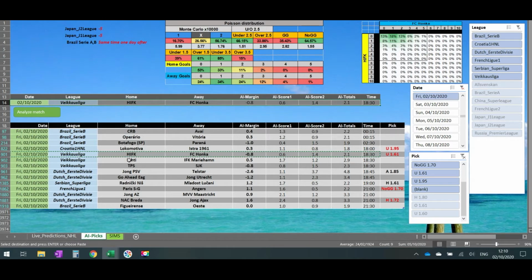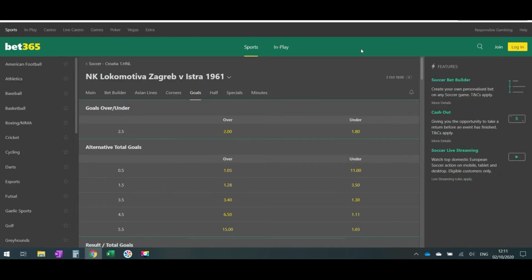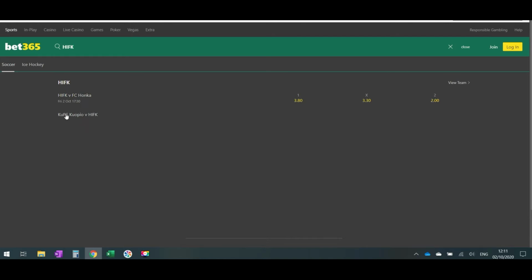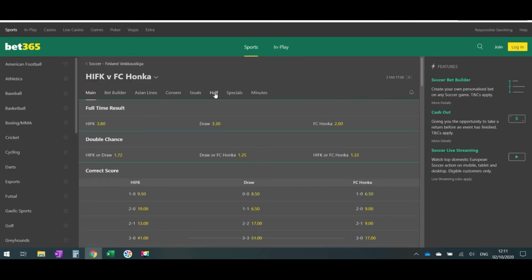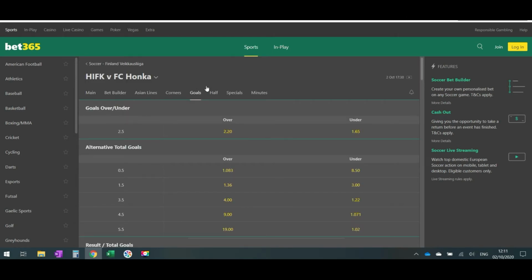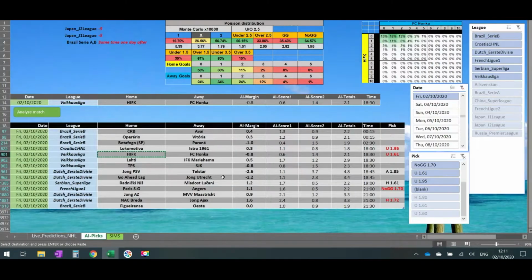HIFK over here. It seems that we have an indicator under 2.5 goals again. So let's check it. HIFK against Honka. So goals. You can see over here it's 1.65. So it's okay. This is a good pick as well. Then, so we have this one, we have this one.